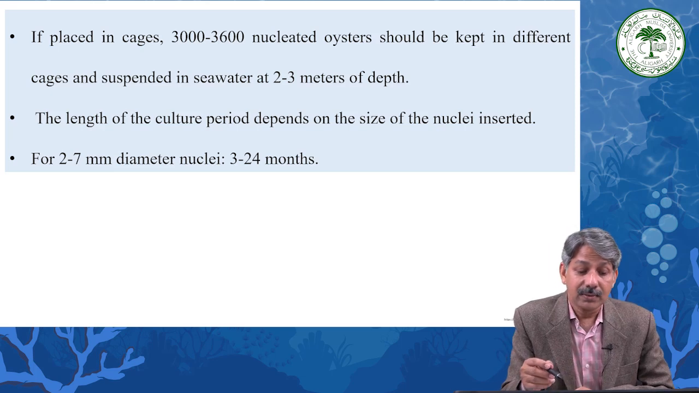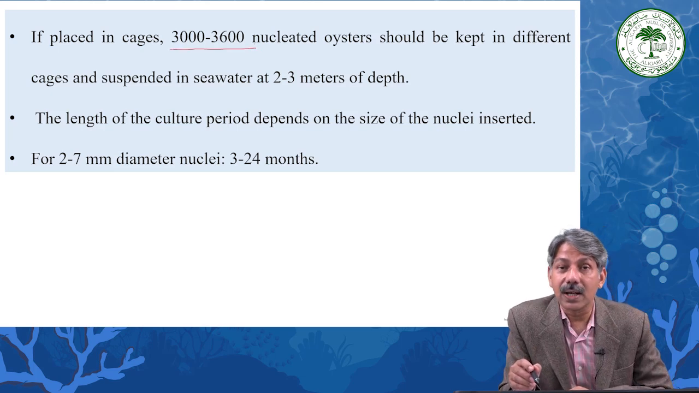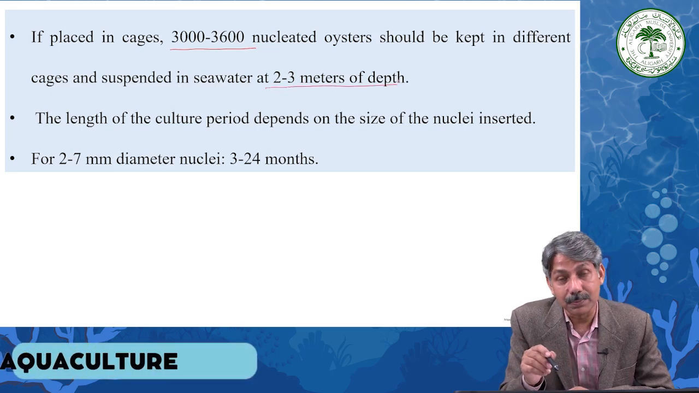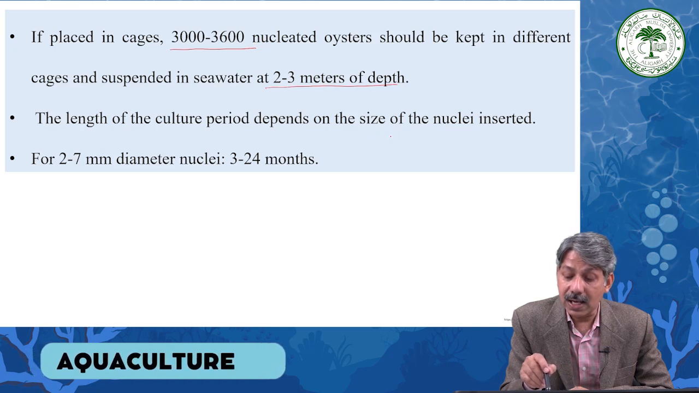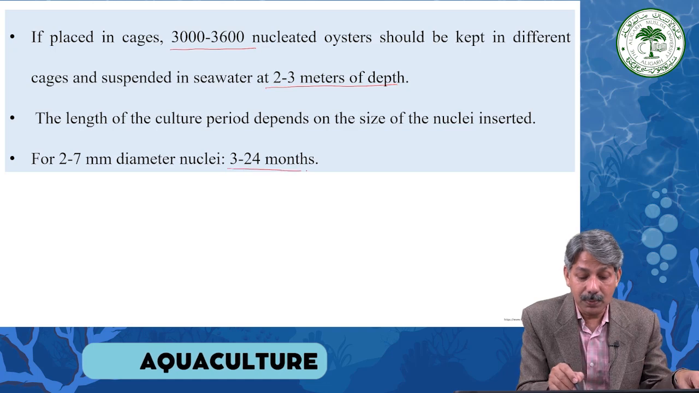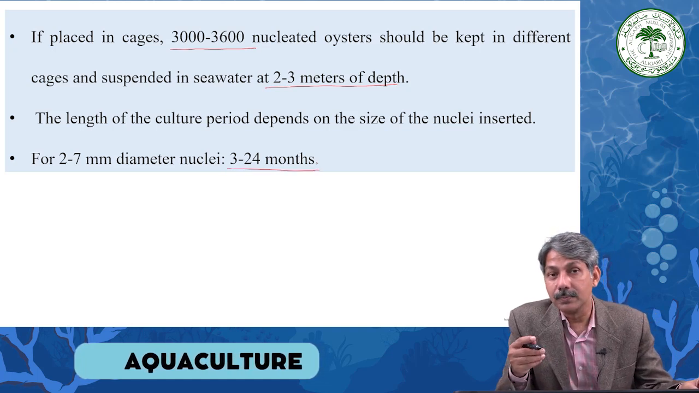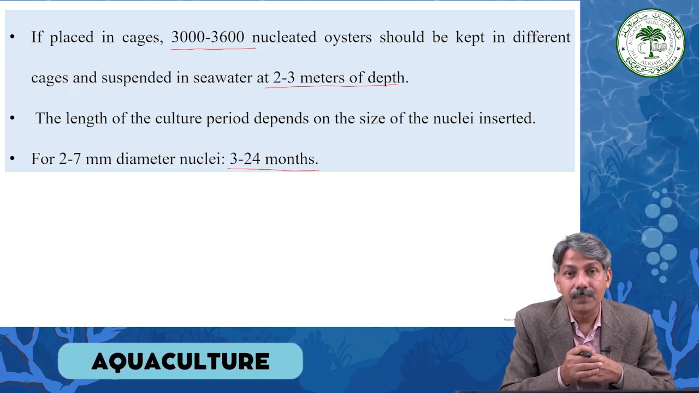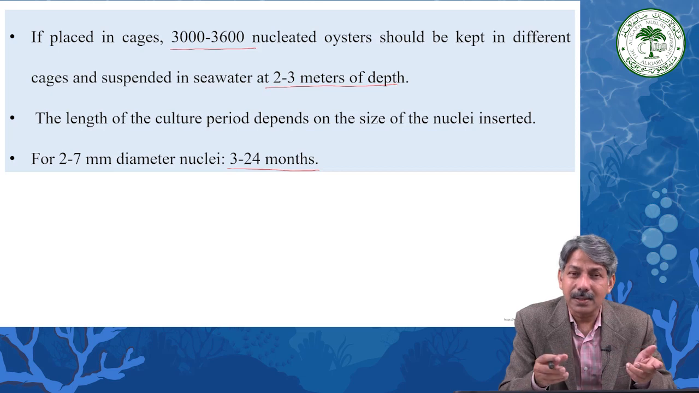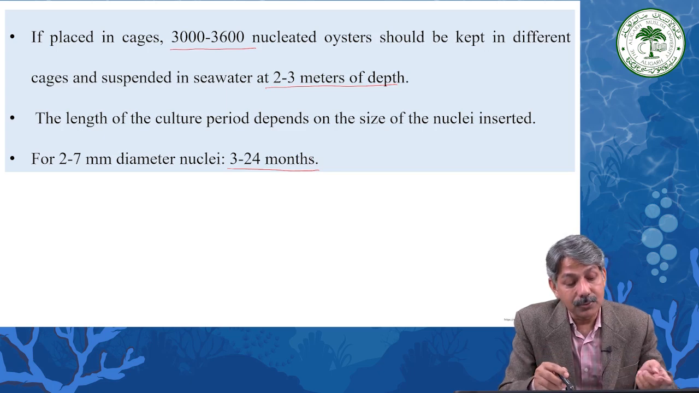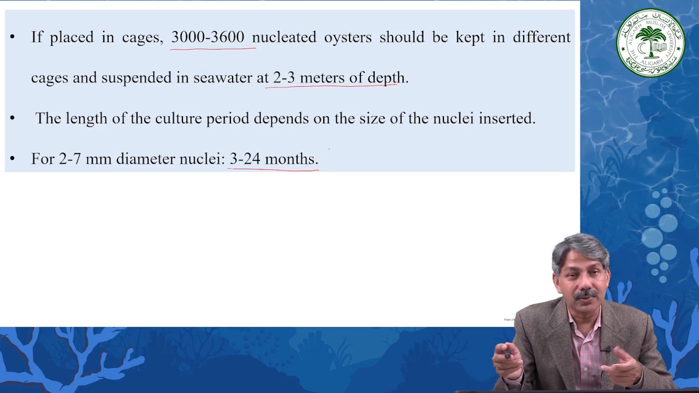If placed in cages, 3000 to 3600 nucleated oysters should be kept in different cages and suspended in seawater 2 to 3 meters deep. The length of the culture period depends on the size of the nuclei inserted. For 2 to 7 millimeter diameter nuclei, 3 to 24 months. It depends on the diameter or size of the nucleus that you have inserted. Size, shape, and weight you can also consider accordingly, but weight is not that important. The size basically is important. And if you are using 2 to 7 millimeter, then 3 to 24 months are okay.